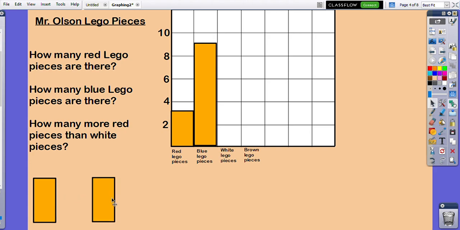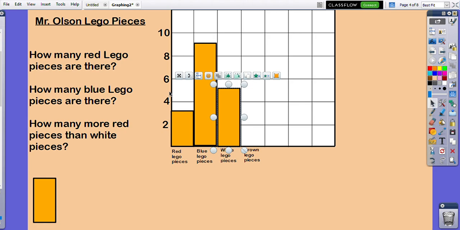White Lego pieces. Let's say I had 5. So we're going to move that up to halfway between 4 and 6. The number between 4 and 6 is 5. So that shows 5 white Lego pieces. I didn't have many browns. There was 1. So I would have to shrink this way down to show just 1 brown Lego piece.